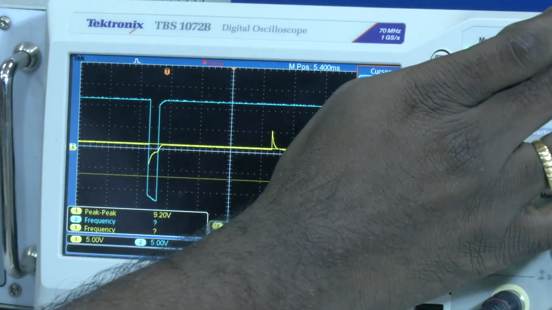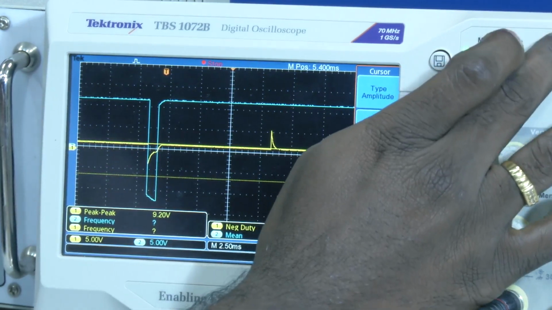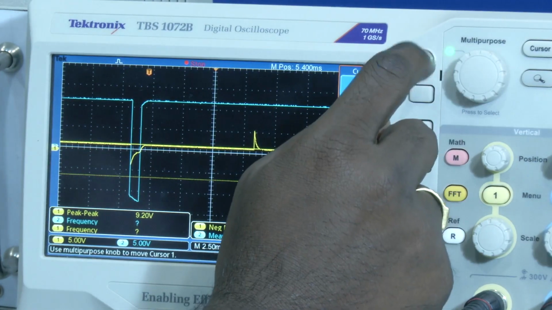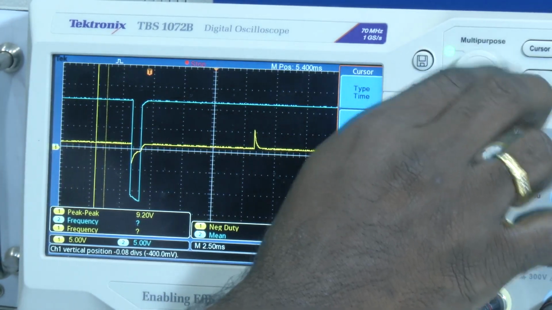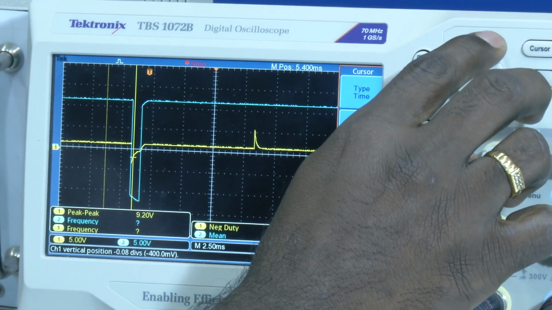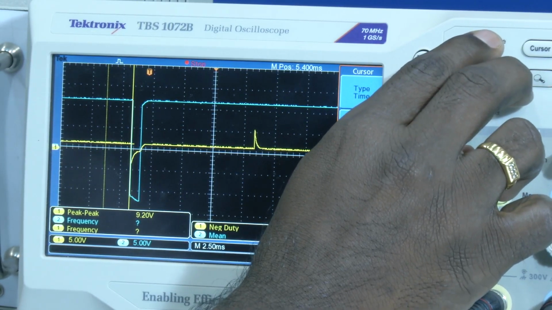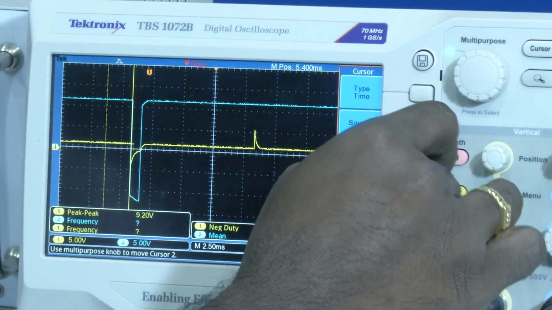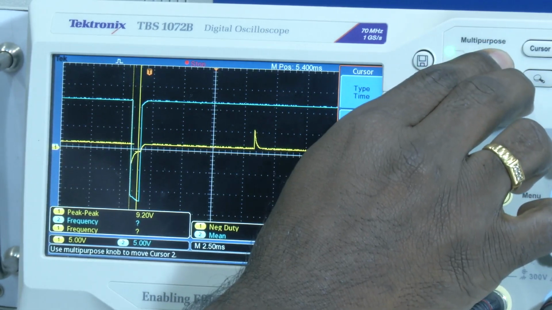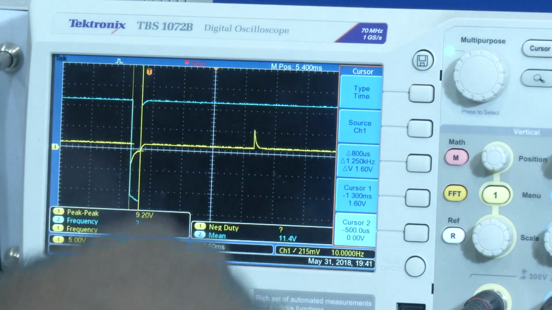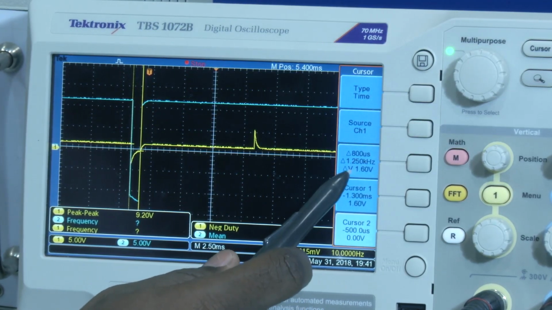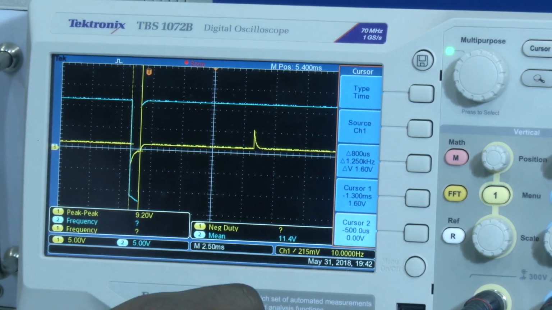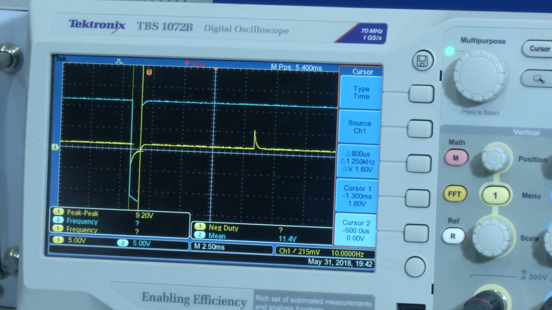So, when we measure this value, when we use a cursor and take the cursor type as time, and when we take it with this, the value is somewhere around 500, the difference is 800 microseconds. So, you can compare these results with our simulation results and we can verify it.